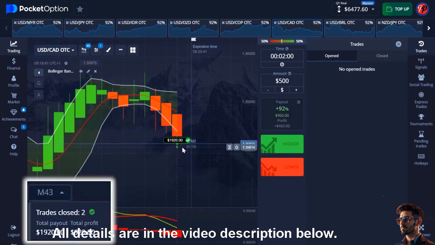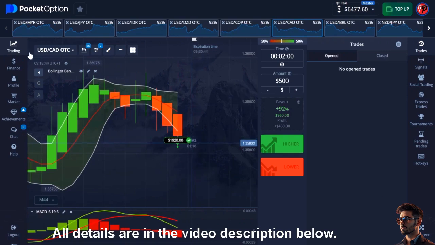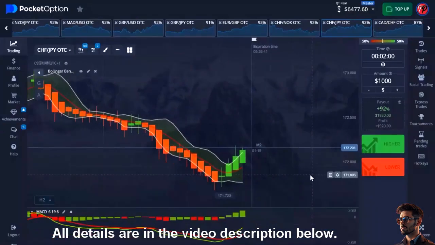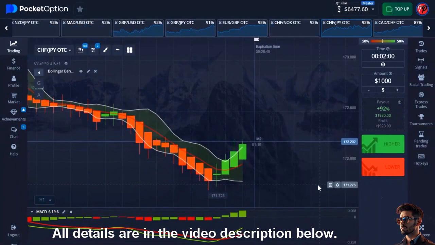We're in the money on that. That's a very powerful one. Let's keep analyzing, guys. Okay guys, over here I'm finding a good moment for a higher trade.